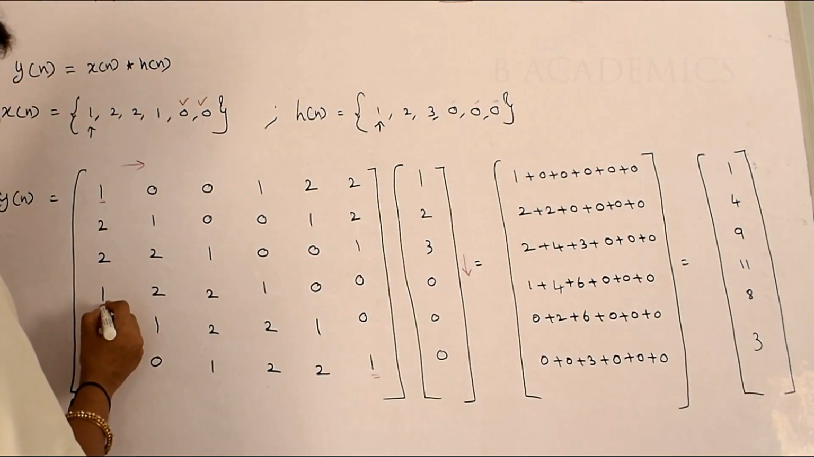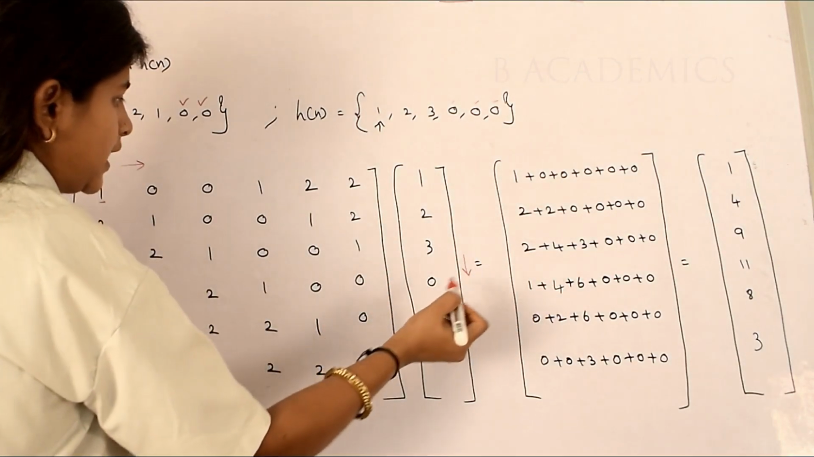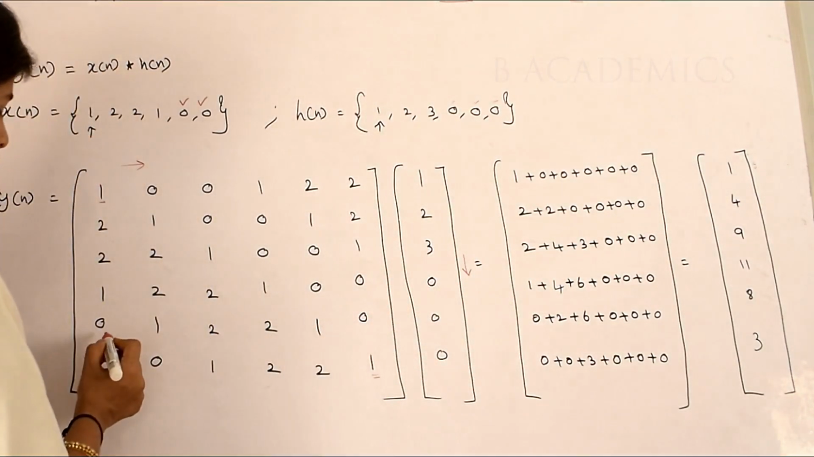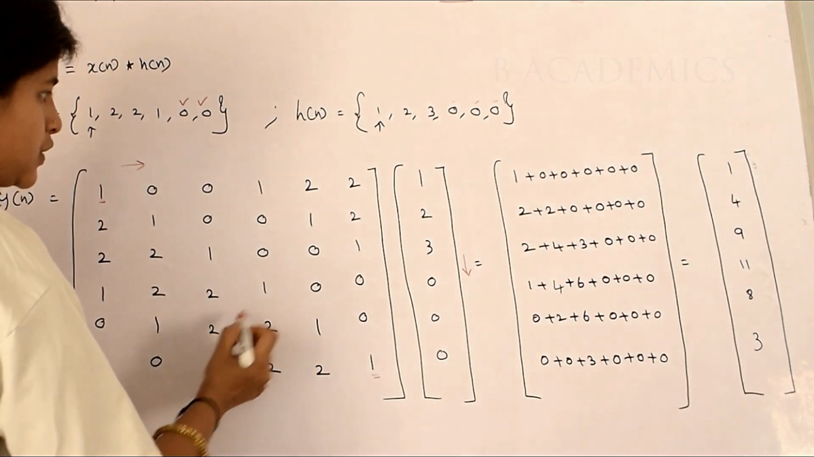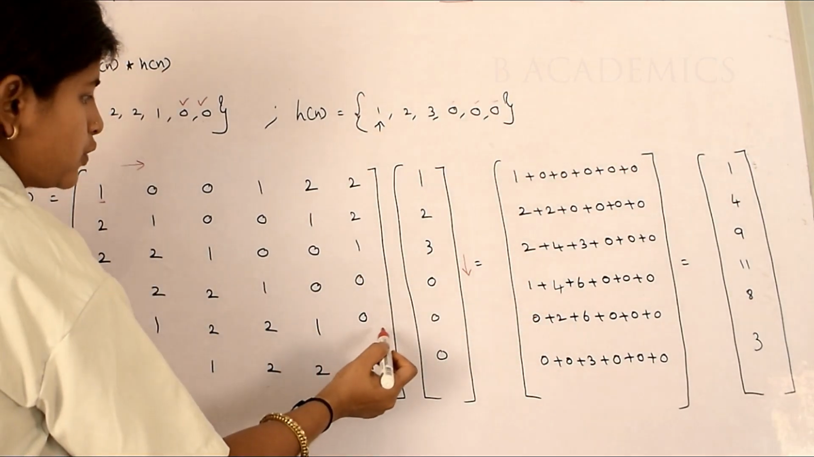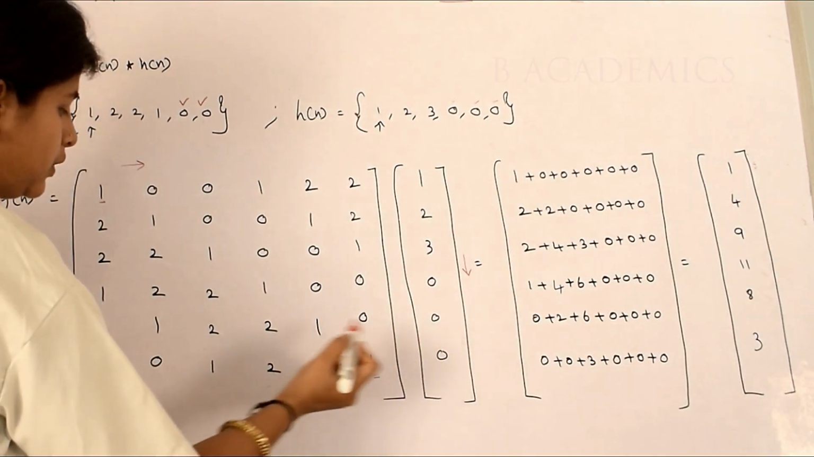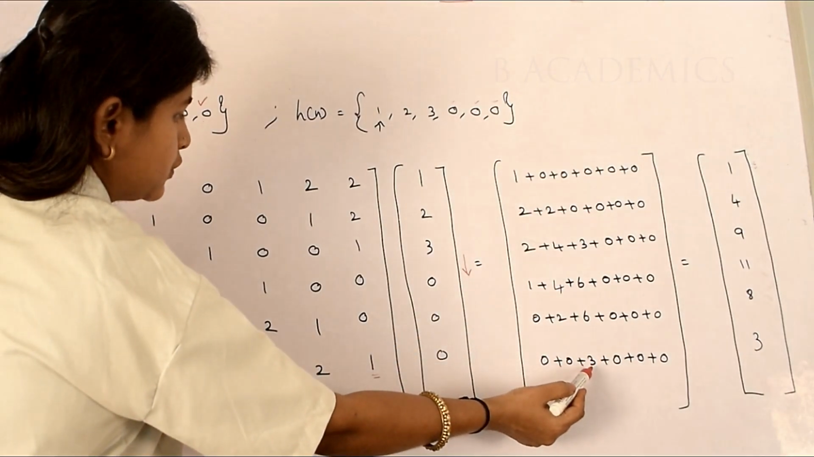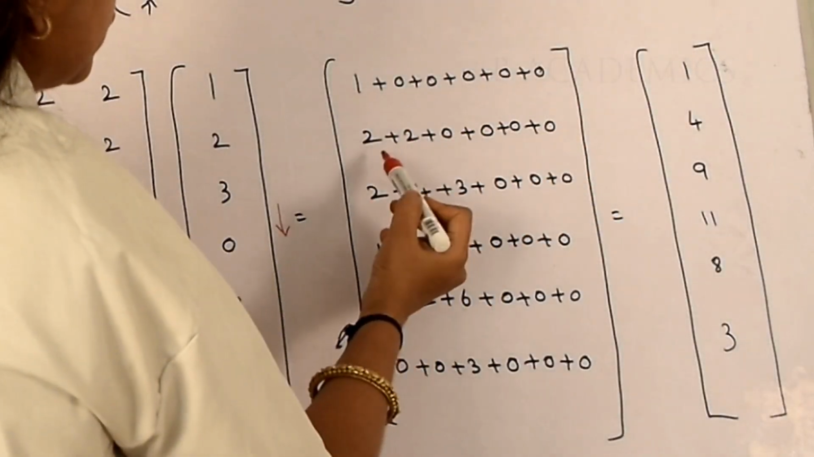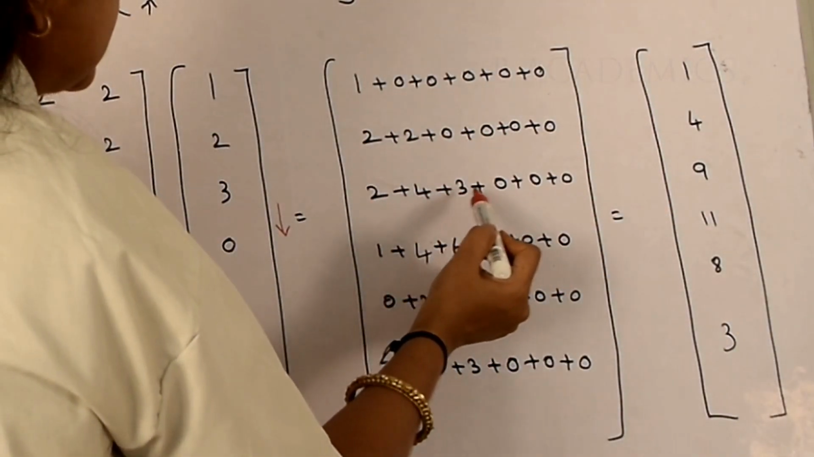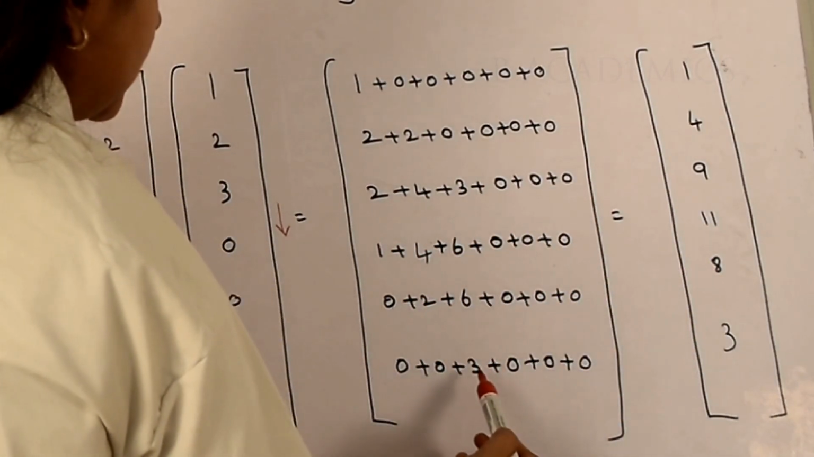For the fourth sequence, 1 into 1 is 1, 2 into 2 is 4, 2 into 3 is 6, and the rest of the elements will be 0. For the fifth sequence, it is 0, plus 1 into 2 is 2, plus 2 into 3 is 6, plus the rest of the elements will be 0. For the next sequence, the first two elements are 0 and the third one, 1 into 3, gives you 3, and the rest of the elements are 0. So your answer is 1, 2 plus 2 is 4, 2 plus 4 plus 3 is 9, 1 plus 4 plus 6 is 11, 2 plus 6 is 8, and 3.